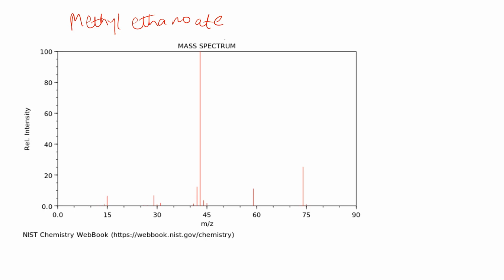So I told you the first thing to do is to identify the clusters, right? We have this cluster here, a cluster here, and here we have a cluster, and a cluster here and here as well. The last peak is usually the M plus, like we should know by now. That is the molar mass of methyl ethanoate.